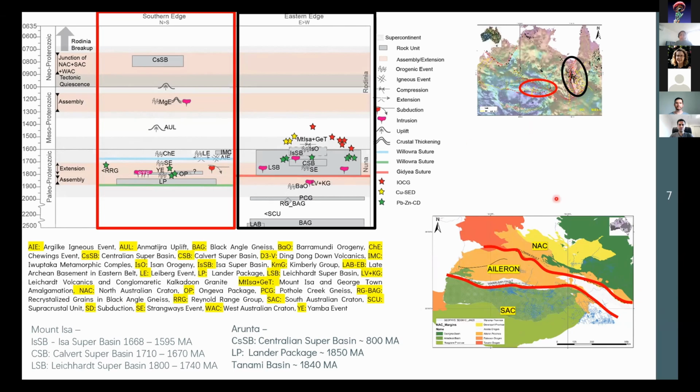Apart from mineralization, the other significant difference between these 2 margins is their tectonic evolution and the number of major superbasins that we see in the area. And these superbasins are basically the host for all those base metal mineral systems that we are talking about.